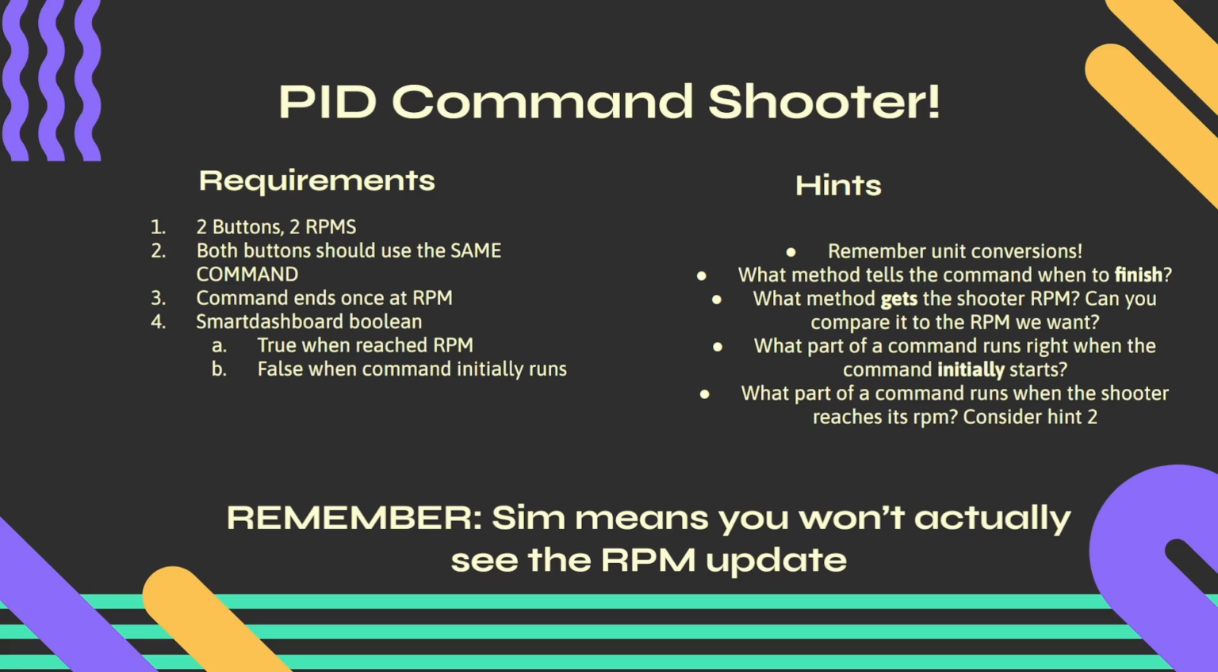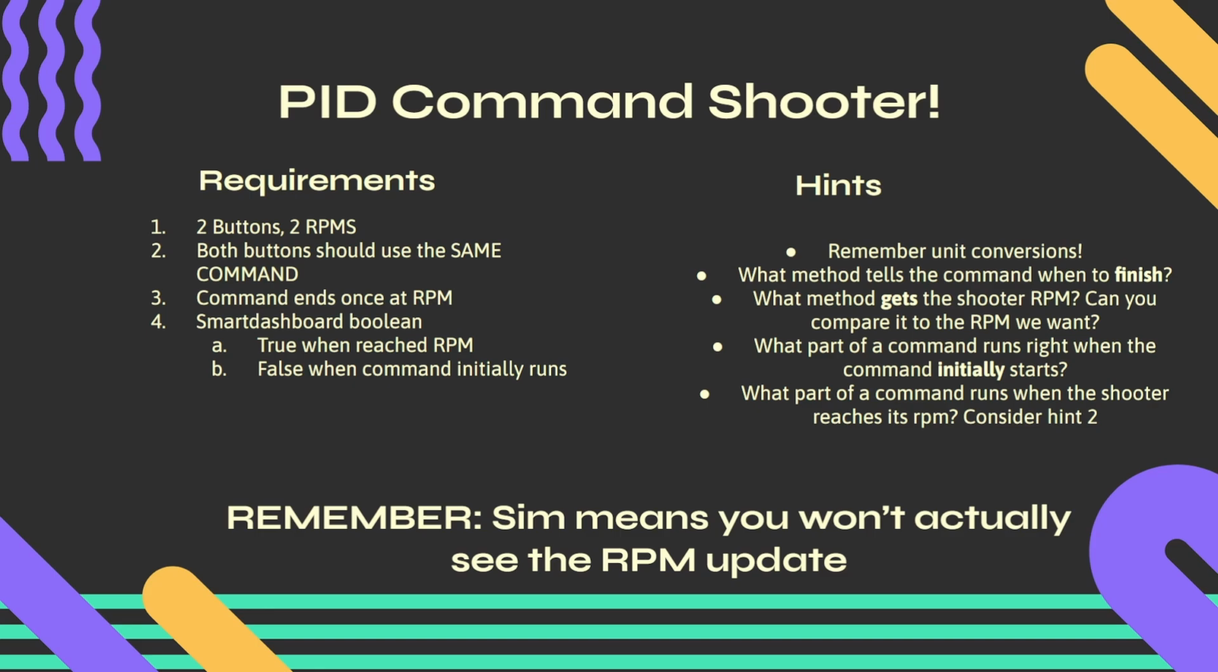Another hint is to consider what method tells the command when to finish, especially when looking at requirement number 3 for the command ending. Another hint is consider what method gets the shooter's RPM, and think about how you could use that alongside your desired RPM, the one you want to reach, to determine requirement number 3.